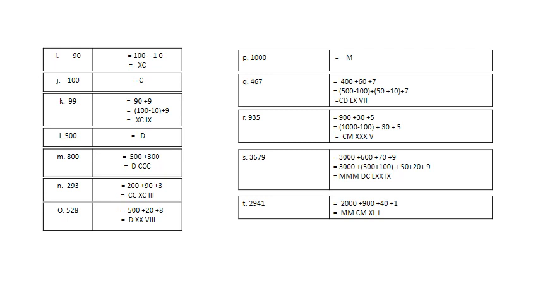40 we have written as 50 minus 10. So we have written 10 first here, and this is 50, so XL. So the value for 40 is XL, and the value for 1 is I. So we have written 2941 in Roman numeral as MM, CM, XL, I, which is 2941.